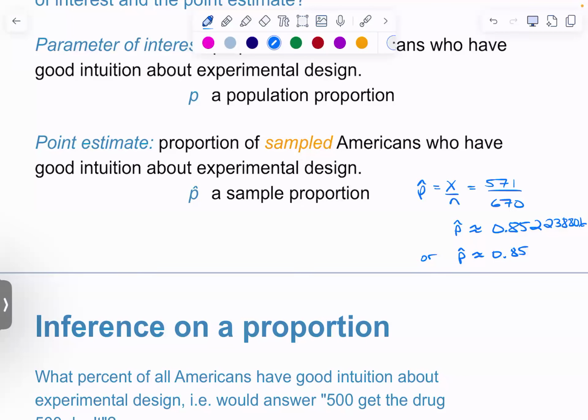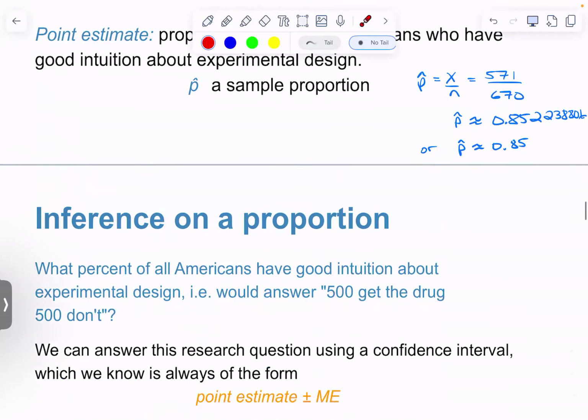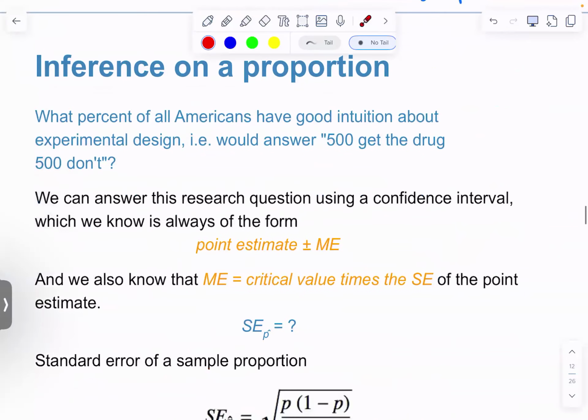So now we have our sample proportion, and we're trying to learn what the population proportion looks like. We suspect it's probably close to 85%. There's no reason to expect our p hat to be much off of the population proportion. But we need to attach a spread to it to know for sure, or with some confidence. So what percent of all Americans have good intuition about experimental design?